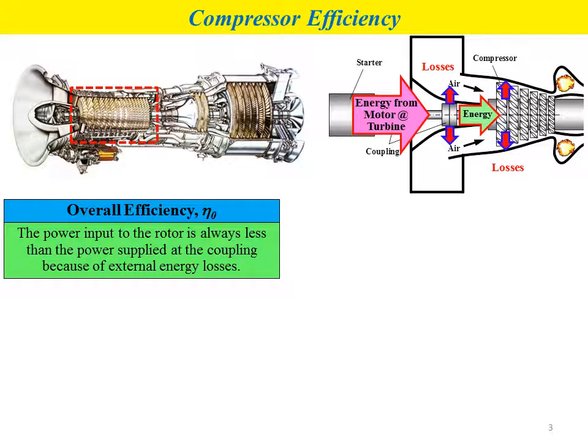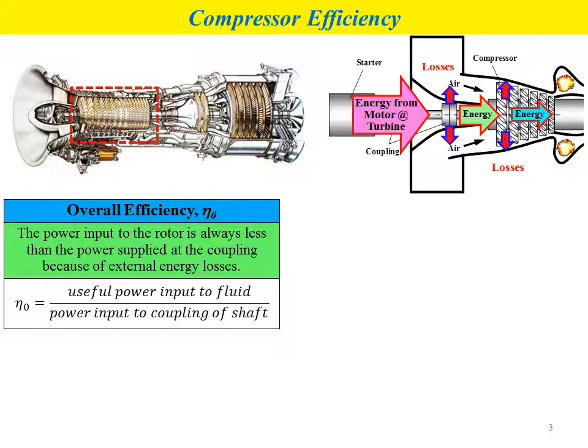Through the compression process, there will be more energy losses due to pressure drop, friction, heat loss to the surroundings and so on. So the compressed air produced from the compression process will have more or less energy compared to the energy received by the compressor at the beginning of the process.